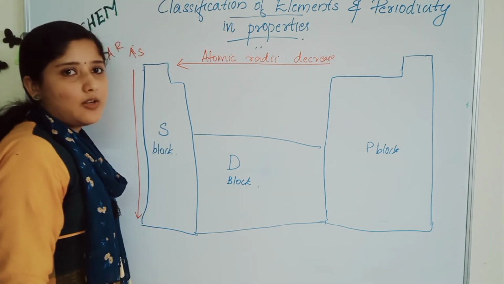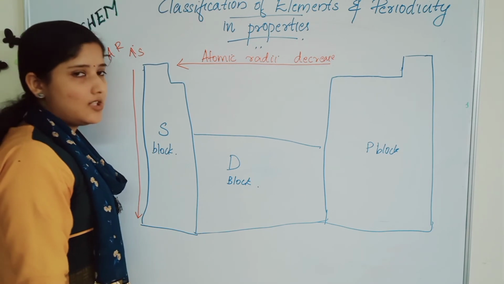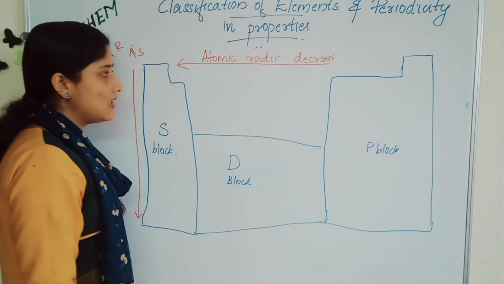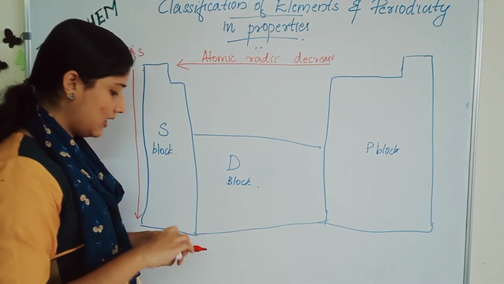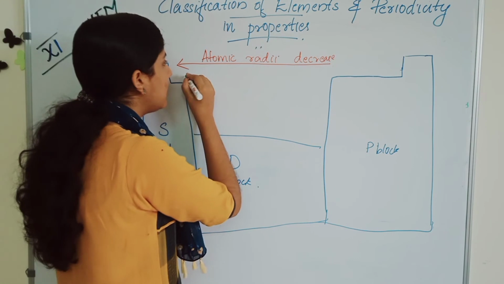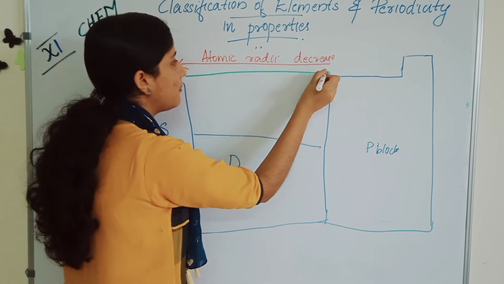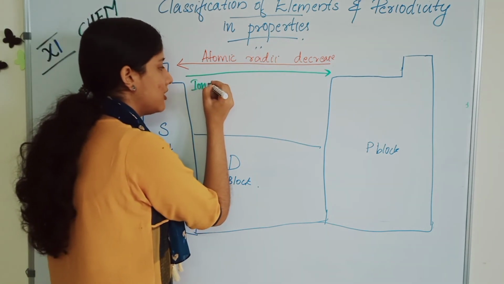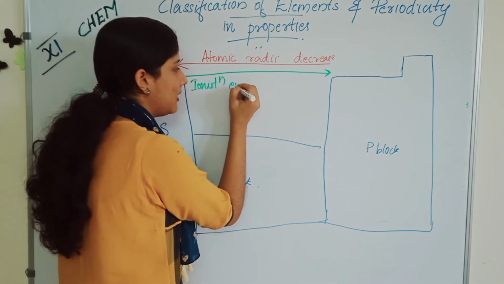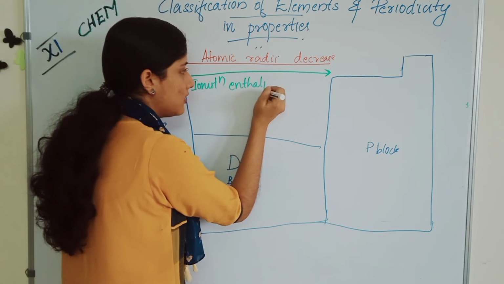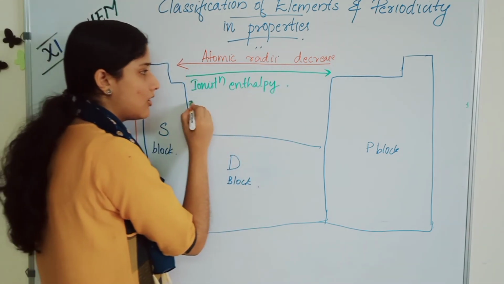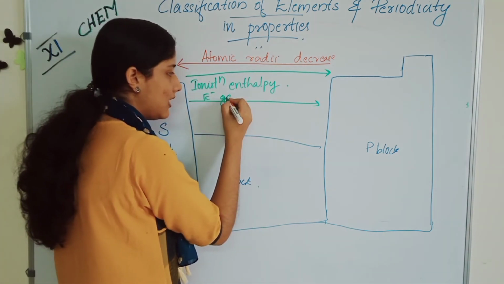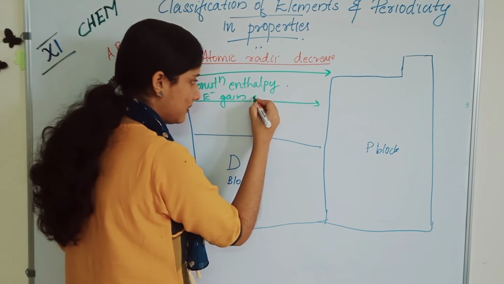The next property that we studied is ionization enthalpy. It increases from left to right. We studied that ionization enthalpy increases from left to right. Similar properties are shown by the electron gain enthalpy also. Electron gain enthalpy increases from left to right.